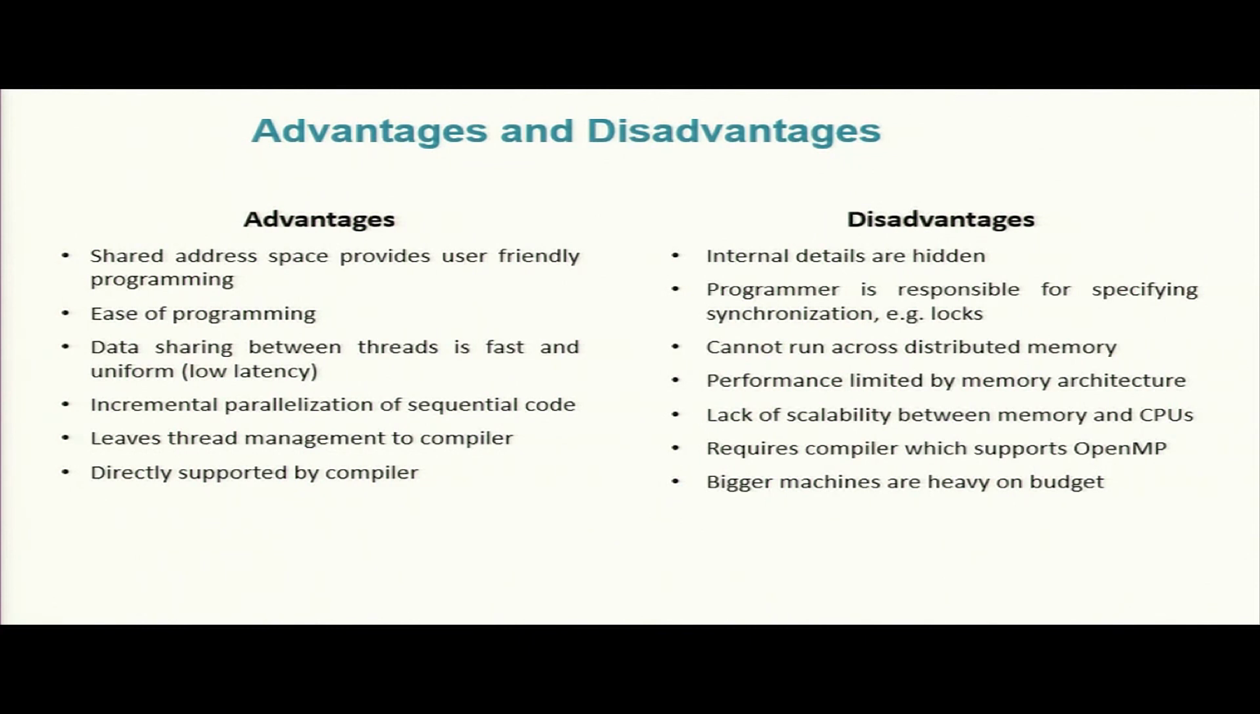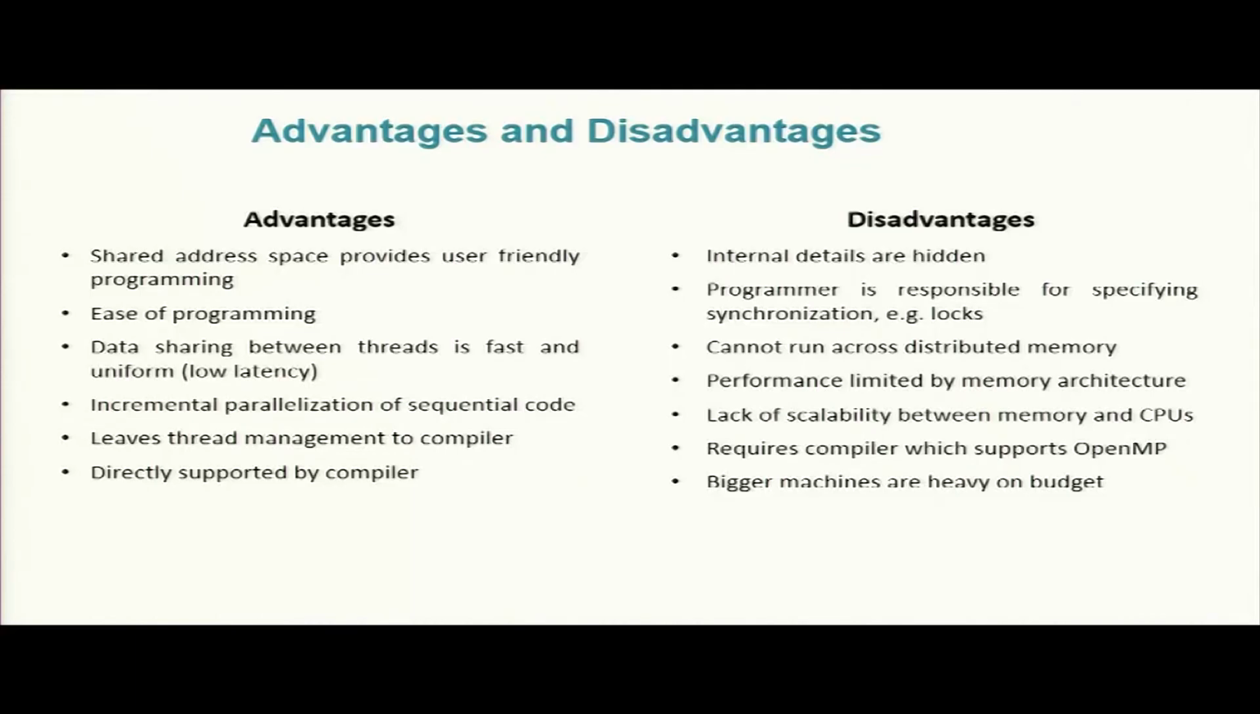It cannot run across distributed memory, so I cannot run one OpenMP program on two different machines. It will run only within a machine. A single instance of the program cannot run across two machines. Then performance is limited by memory architecture. Whatever we have seen with NUMA and UMA, it is limited by the memory architecture and the cache policies. Because most of the data is shared, there can be issues like false sharing and so on.